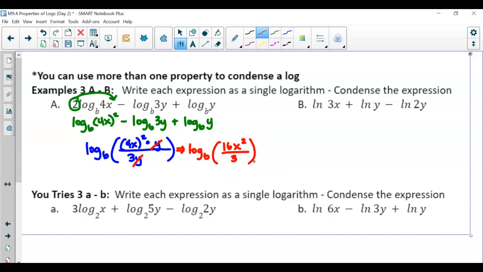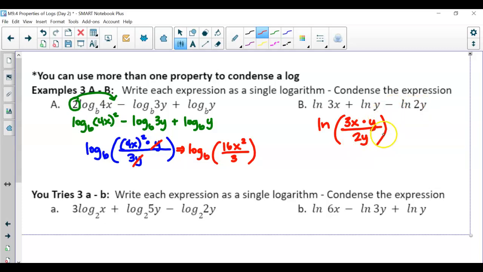So now here with our natural log, I have no coefficients, so nothing can be rewritten as an exponent. So I'm going to start condensing. So I have the natural log of, well, 3x plus, so this is multiplication. So 3x times y, but then we're dividing that by 2y because of the subtraction.